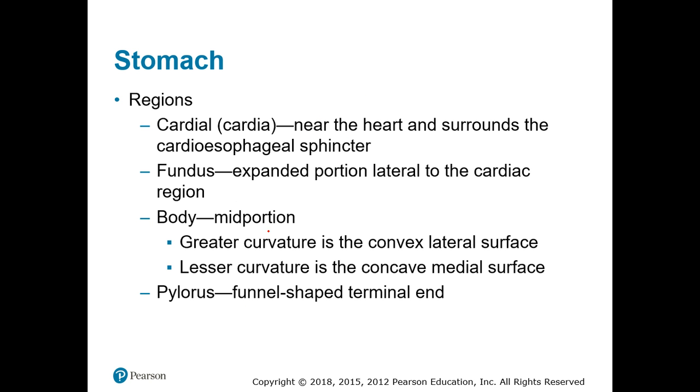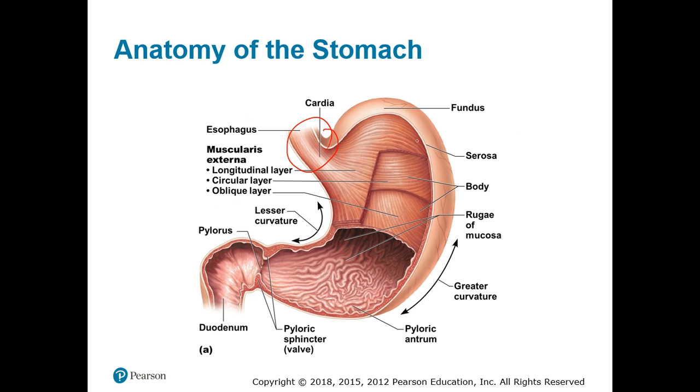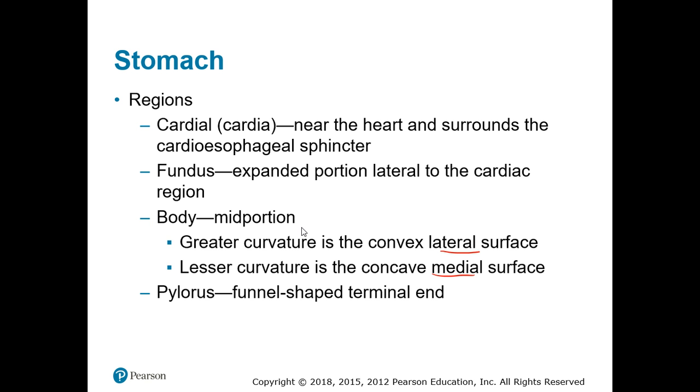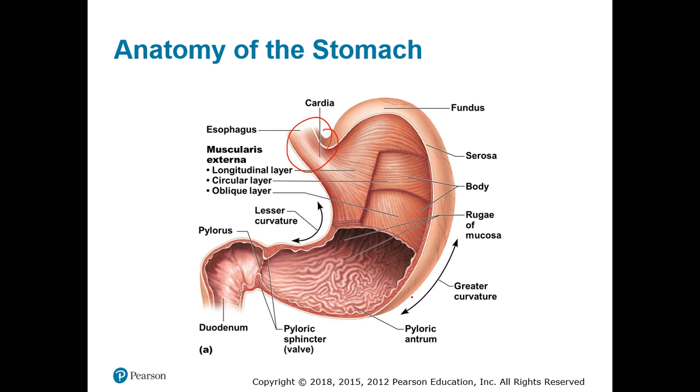You have your body, which is the mid portion, that has two major curvatures, greater and lesser. Here your greater curvature is on your lateral, whereas your lesser is on your medial surface. So here's your greater curvature, it's on the outside lateral. Lesser is more medial in the middle. And then the last part is your pylorus. This is your terminal end. This is where you're going to find your pyloric sphincter that is going to allow food to go into your small intestine.